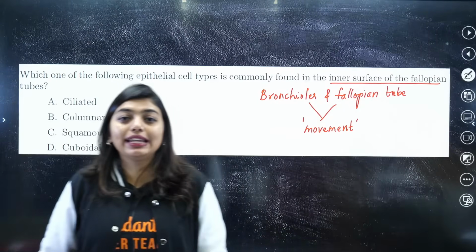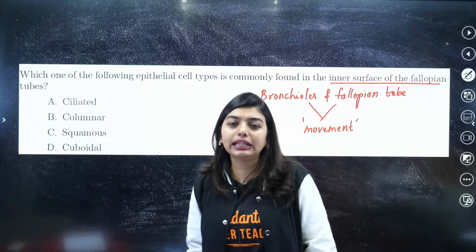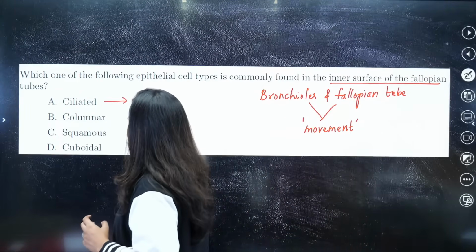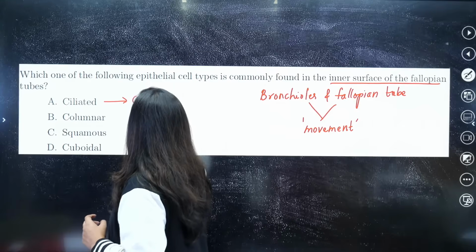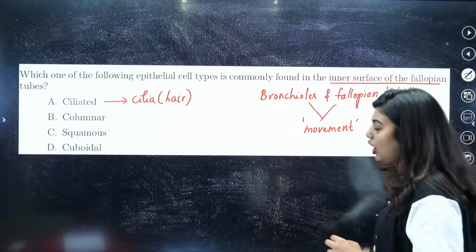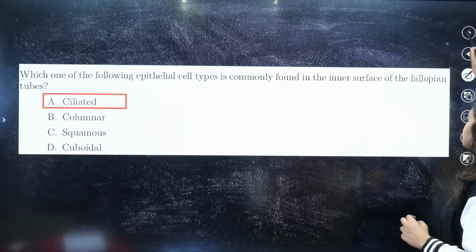Very good. Ciliated epithelium will do the movement because they have hair-like structures called cilia. Right? Hair-like structures called cilia. They will do the movement. Got it? So the answer is going to be ciliated.